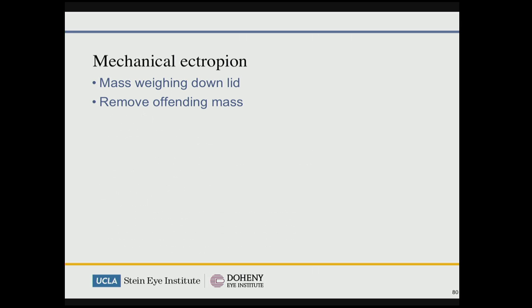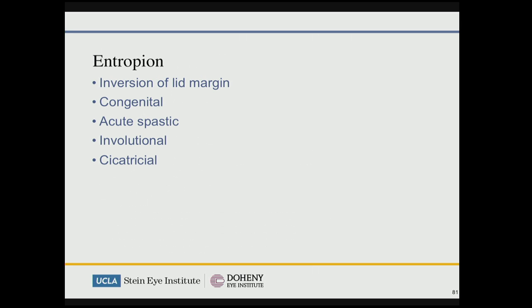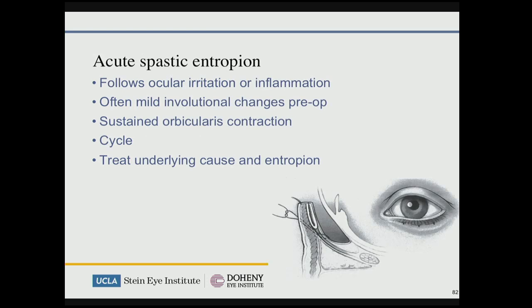A mechanical ectropion is really just a mass weighing down the lid, and the treatment is to remove the offending mass. Moving on to entropion, which is inversion of the lid margin, there's congenital, acute spastic, involutional, and cicatricial.